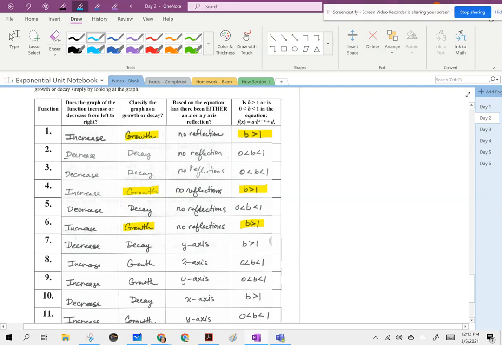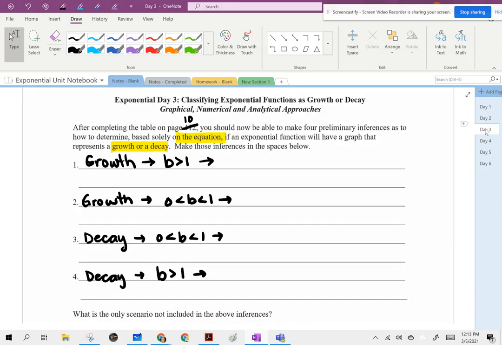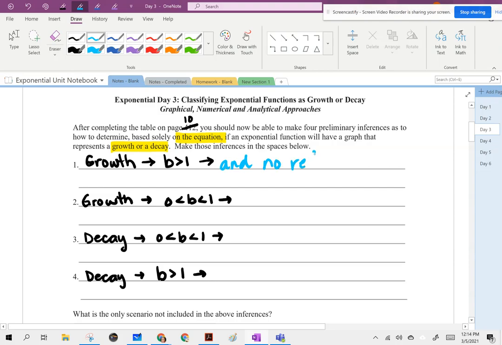All right. So what I'm going to do is make our connections here that basically says growth when b is greater than 1 and no reflections. All right, so if there are no reflections and the b is greater than 1, then you have growth.